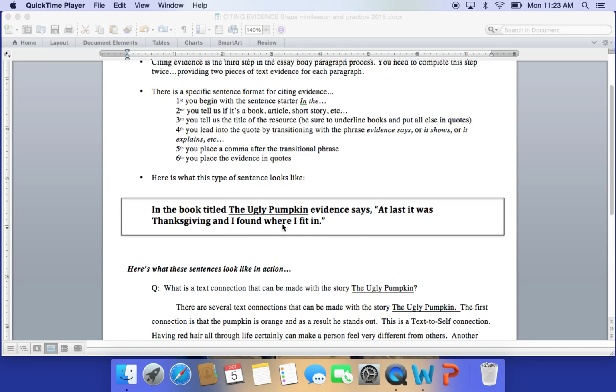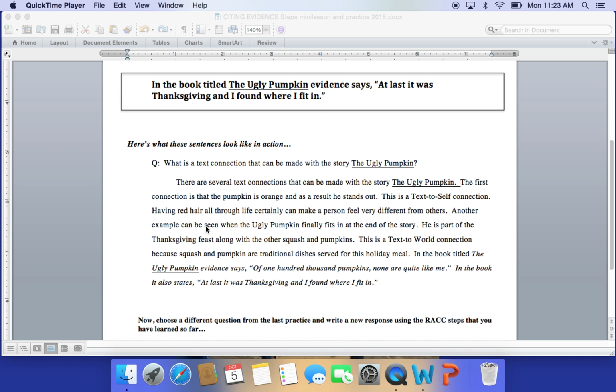Okay, I hope you recognize that this sentence came right out of the story that we read together in class. So, putting all 6 steps together, you've got a citing evidence sentence that will support your answer. Now, what does it look like in the paragraph? Let's take a look.